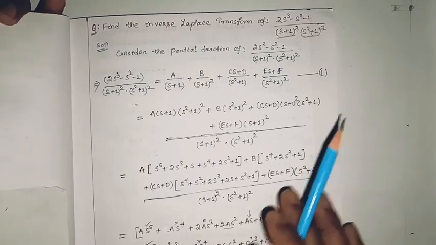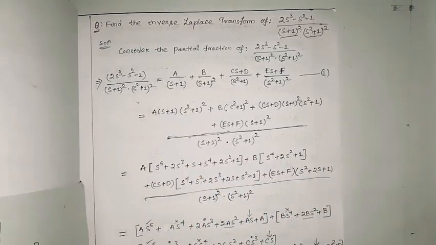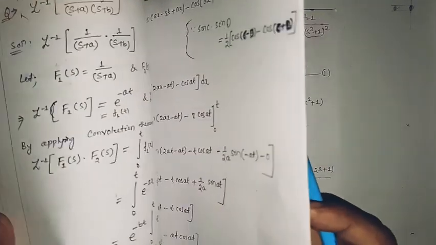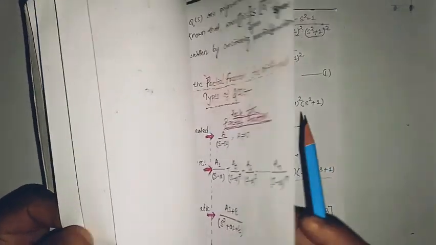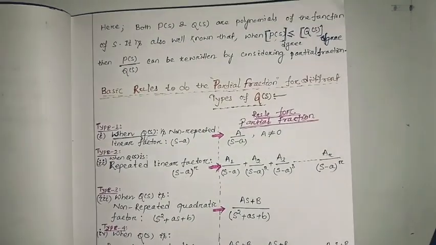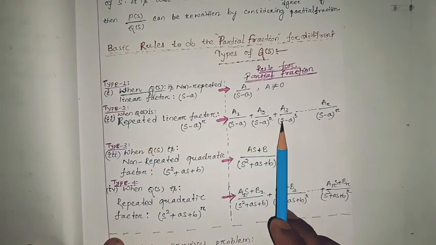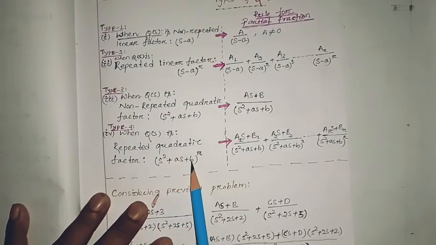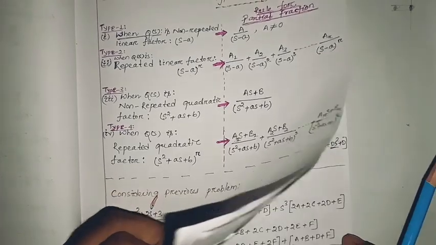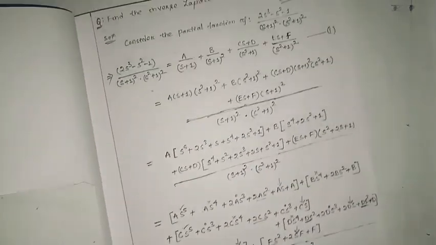We have to apply both type 2 and type 4. Type 2 means linear factor repeated, this one we have to apply. Type 4 means quadratic and repeated, we are also going to apply that rule. The two rules we have to apply at the time of partial fraction.